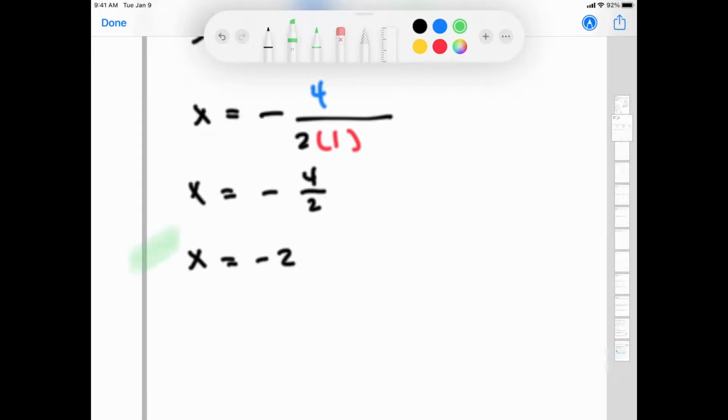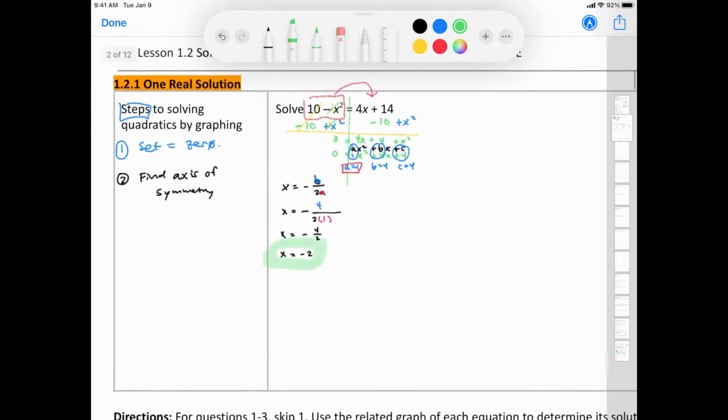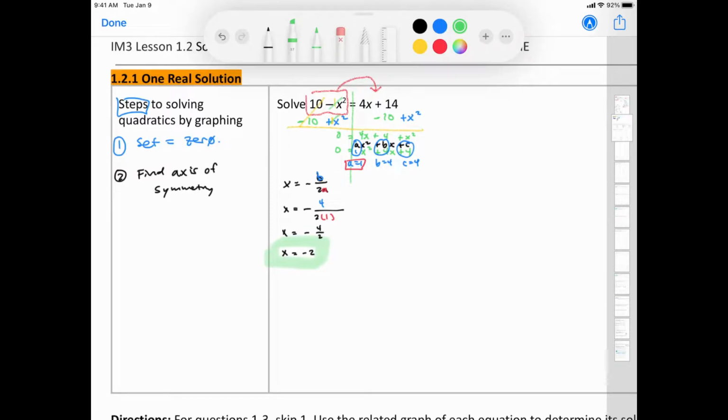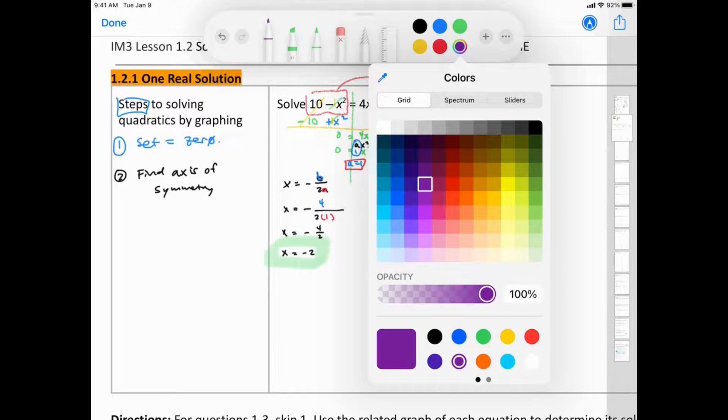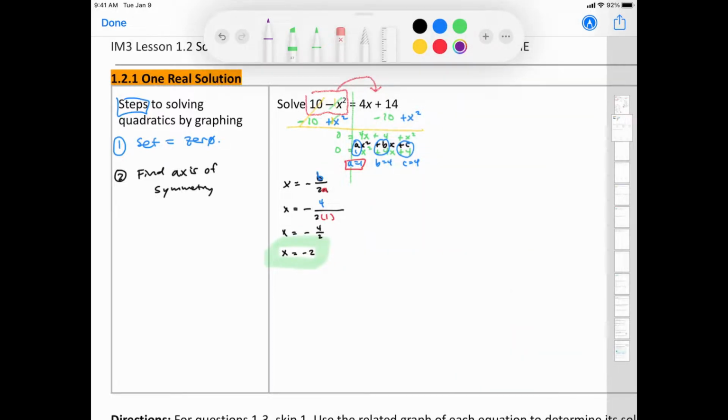Let's use a color here. How about green? Okay, so right there we have found our axis of symmetry. Okay, step number 3. So this is number 1. This is number 2. And number 3 now is we're going to make a table of values. So here is my table of values. We did this in lesson 1.1.